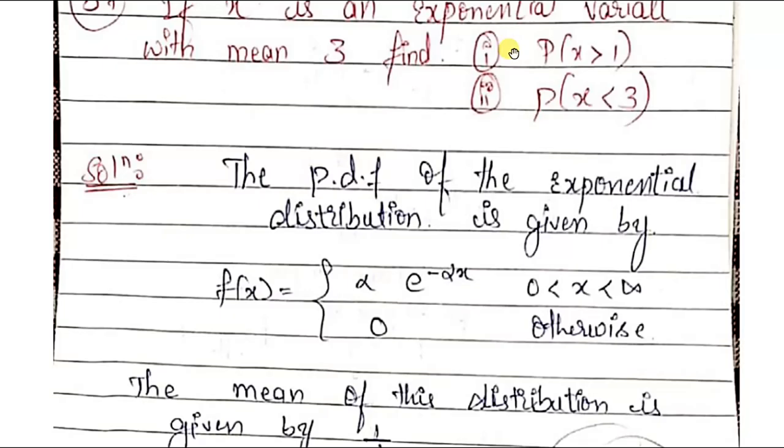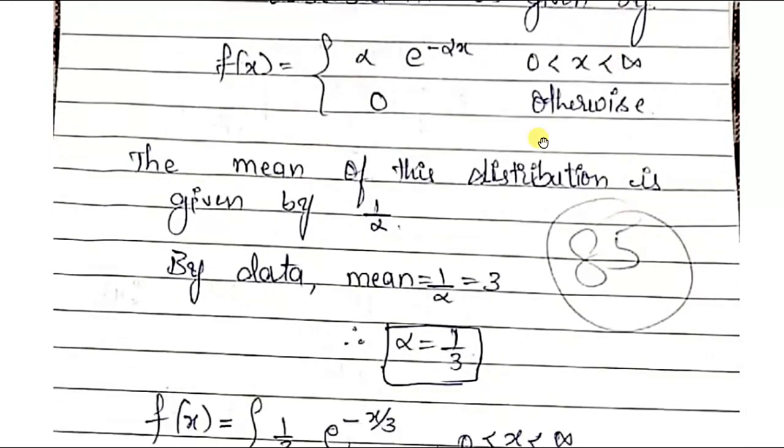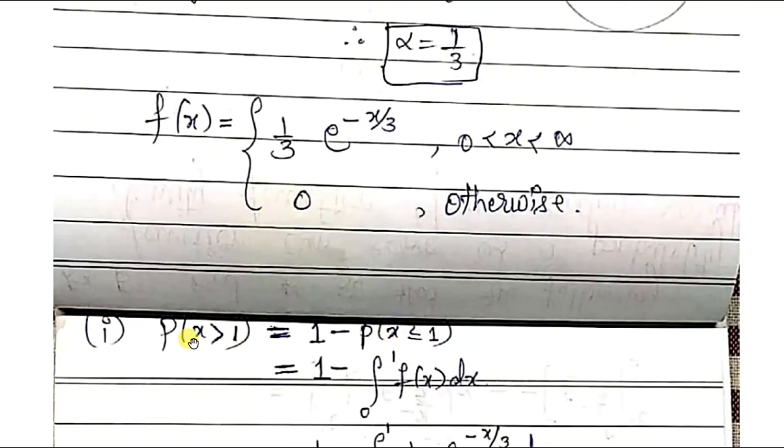Now let us find the sub questions here. What is the first sub question? P of x greater than 1, isn't it? P of x greater than 1 means x lies between 0 and infinity. That means x can take values from 0 till infinity, and 0 might not be included here. It is asking us to find the probability of x which is strictly greater than 1, which means you should not include this 1 here.